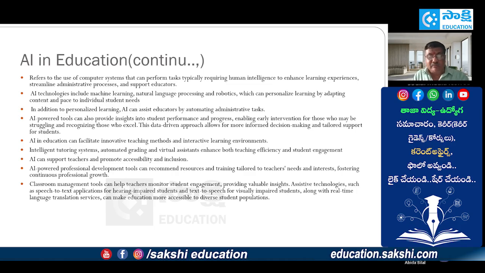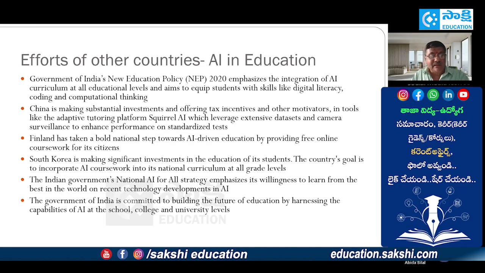Now, we will examine the steps taken by various governments across the world towards AI-driven education. As far as China is concerned, China is making substantial investments and offering tax incentives. So China has come up with substantial investments, and the government is offering tax incentives and other motivators in tools like the adaptive tutor platform Squirrel AI, which leverages extensive data sets and camera surveillance to enhance performance on standardized tests.